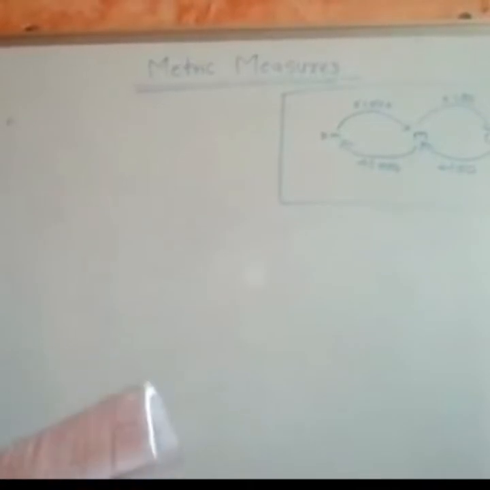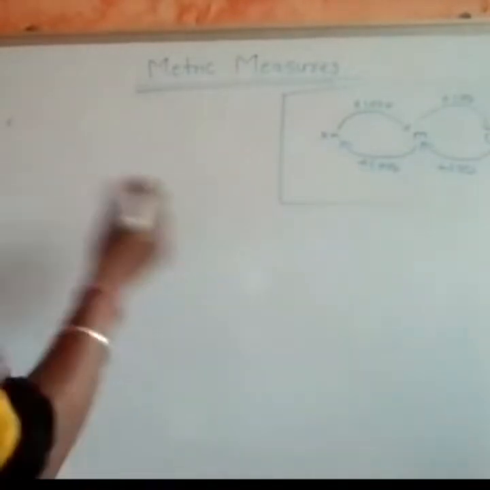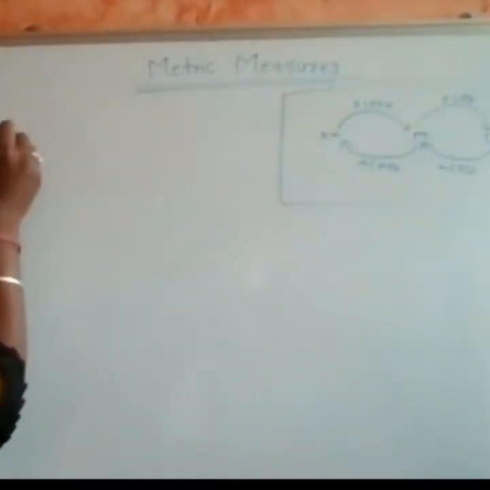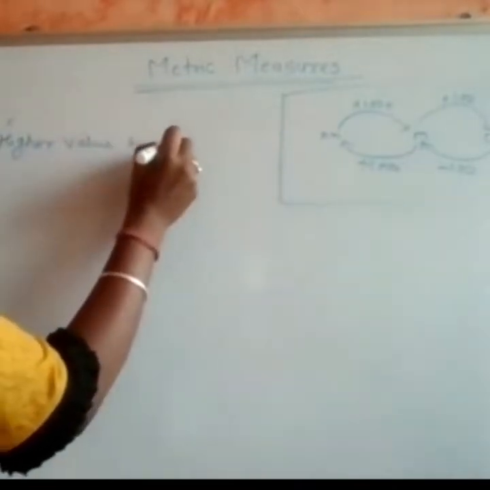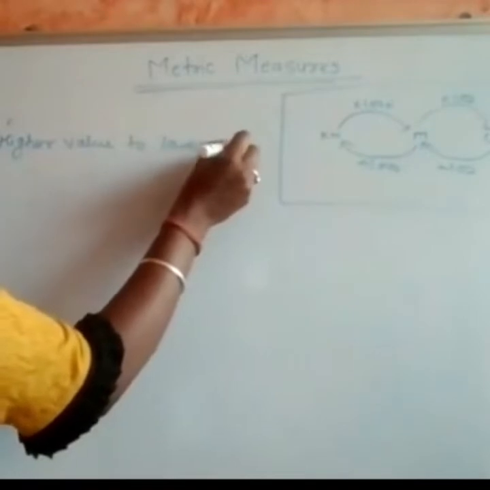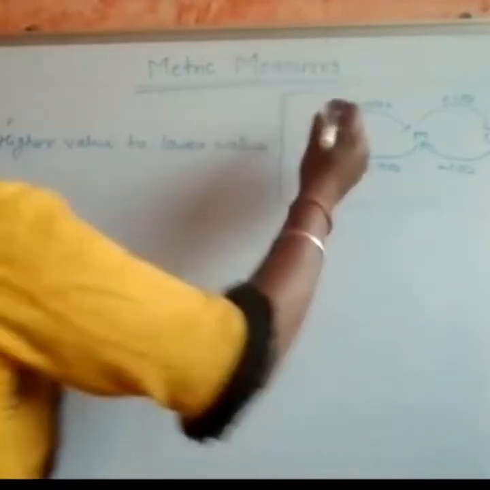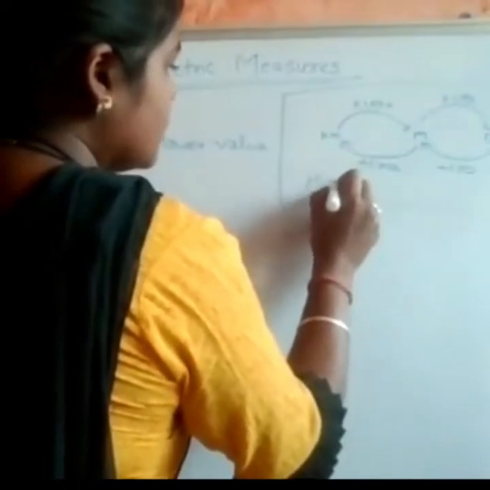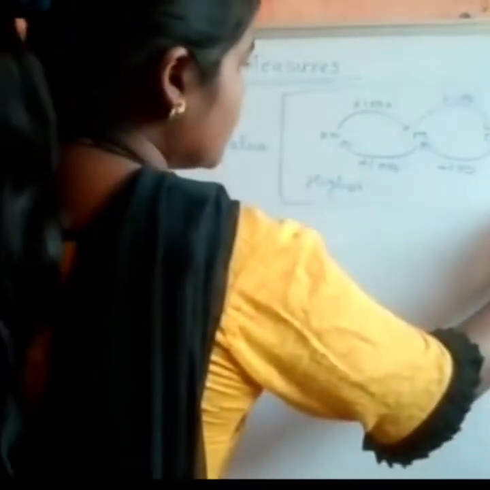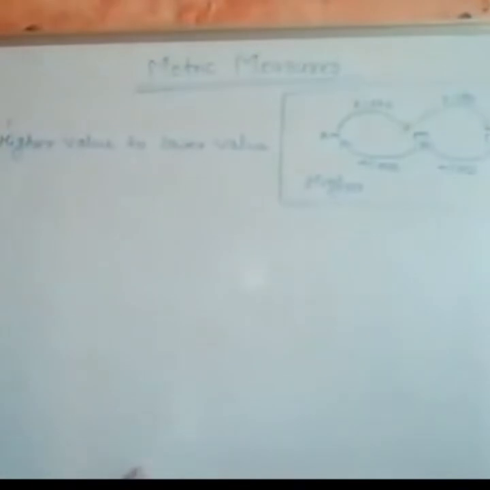First, I will convert higher to lower one. So first, I have to convert higher value to lower value. That means kilometer is the higher one, and this is the lower one. I'm just writing over here: higher to lower. So when we are converting higher to lower, how does the value come?